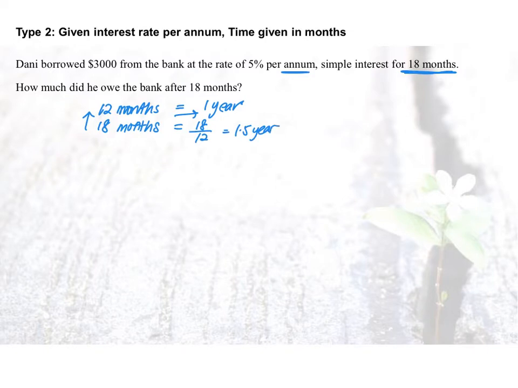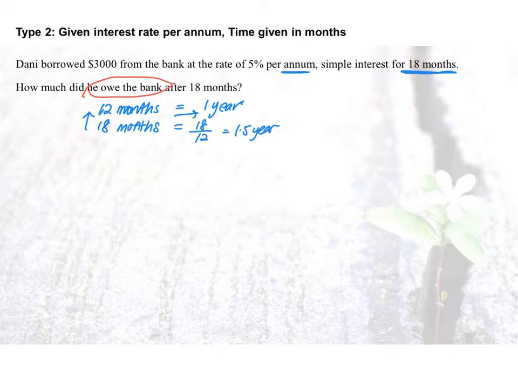So they asked me, the next question is, how much did he owe the bank? Okay, so when he talking about how much you owe the bank, does he owe the bank only the interest? Or does he repay only the principal? Or does he need to pay both? So in this case, it's actually talking about total amount. That means it's looking for both the principal and the interest.